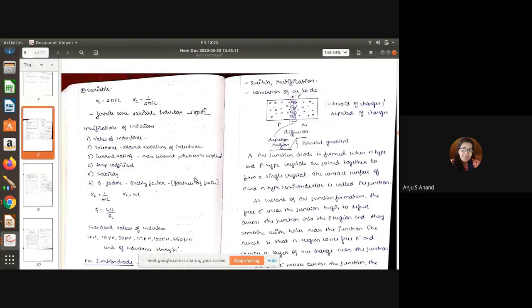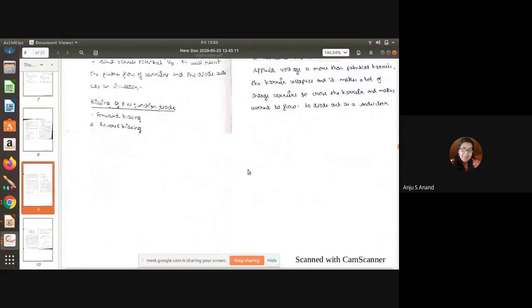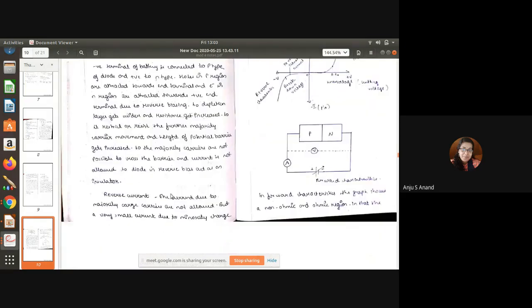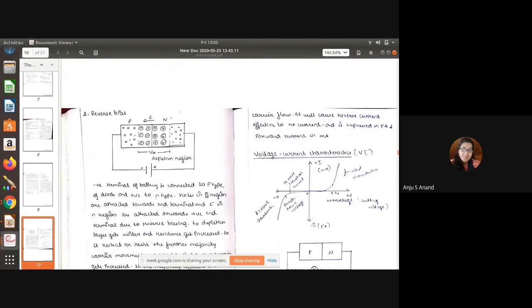Back to our notes. Here we have explained the reverse characteristics. In reverse biasing condition, when we apply a negative voltage to the P region and positive voltage to the N region, it produces a reverse biased condition. What happens is the width of the potential barrier gets enhanced, that will restrict the flow of charge carriers due to diffusion. Only a small amount of reverse current is allowed due to the minority charge carrier flow.